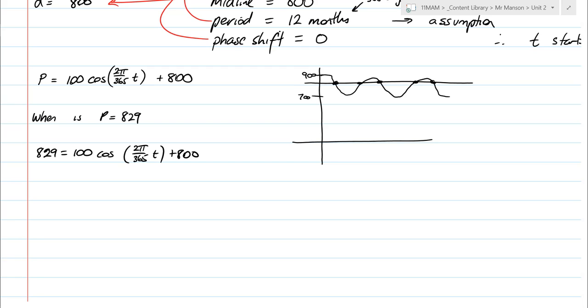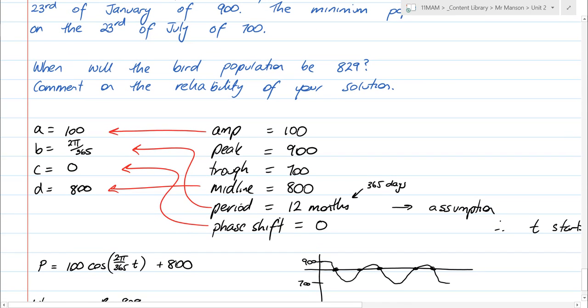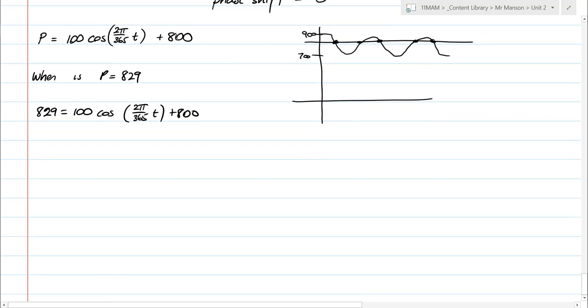So I'm just going to find the first answer. And it hasn't given me a domain, but that context is leading to when will the bird population be 829? I'm just going to find the first one. And we'll go from there.